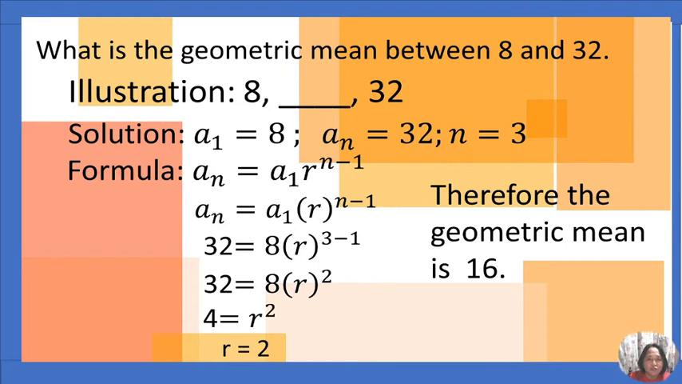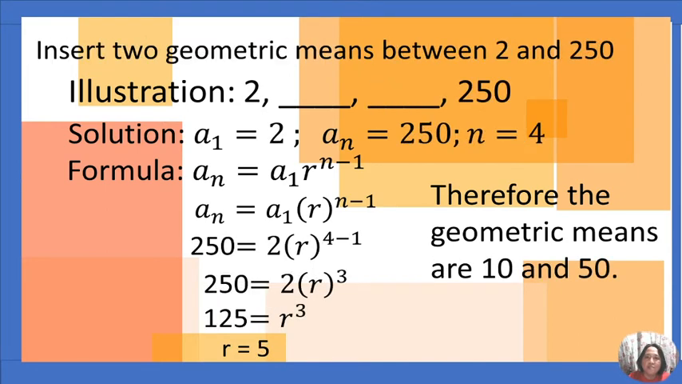So by substitution, you will have 32 equals 8 times r raised to 3 minus 1, and 3 minus 1 is 2. So you will have 32 equals 8r squared. Dividing both sides by 8, you will have 4 equals r squared. Getting the square root of both sides, r equals 2. So the ratio is 2. So 8 times 2 is 16. So the geometric mean between 8 and 32 is 16.